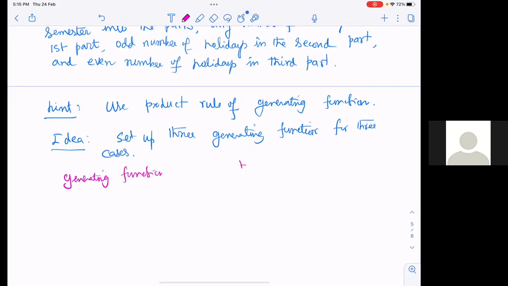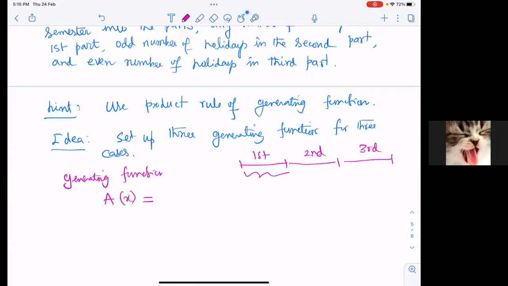So this is the 3 parts you have broken the semester into, right? First, second, and third. So let's try to find a generating function for the first term. Remember that in the first term, you can allow any number of holidays. So 1 plus x square plus dot dot dot, or 1 by 1 minus x.